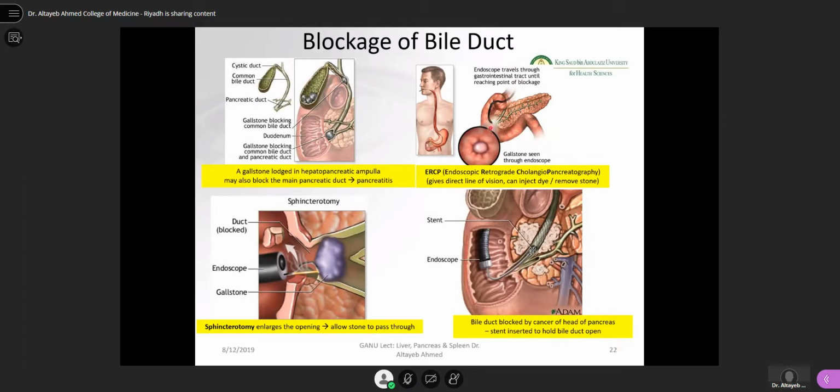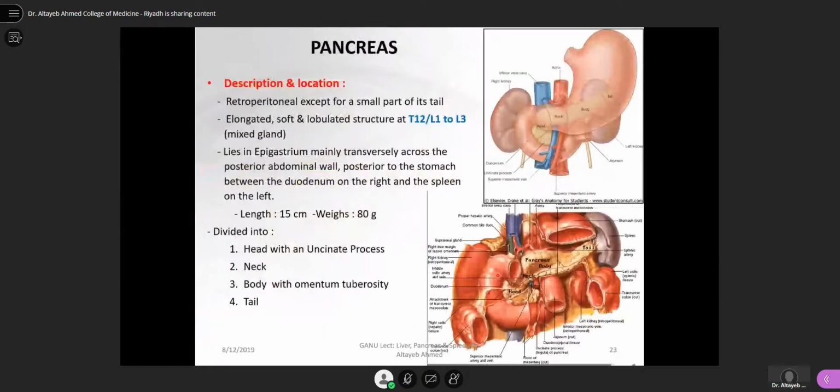We go by endoscope to the second part of the duodenum. We inject a dye, and if we find there is an obstruction, we do what we call sphincterotomy, by cutting the sphincter of Oddi, inserting a Dormia basket and pulling the stone. Also, we use this technique if there is a cancer in the head of the pancreas by inserting a stent, and the stent will allow the bile to drain into the second part of the duodenum, overcoming the obstruction.